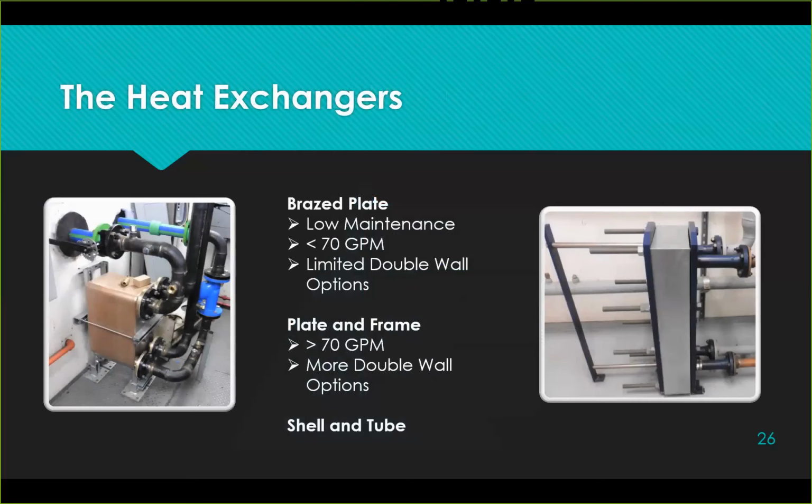You have to be a little careful when you're looking at going into potable water systems, maybe tying into water treatment or add heat to water systems, because they do have limited double wall options. And so if you're looking at a large BTU, you may go to a plate and frame heat exchanger in those instances. Both of them are better for maintenance and require less space for clearance and maintenance than a shell and tube.